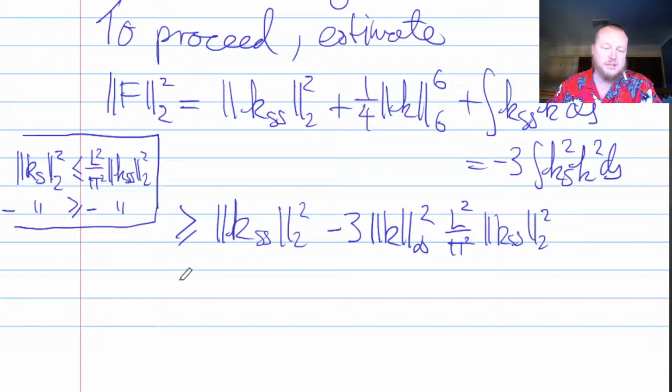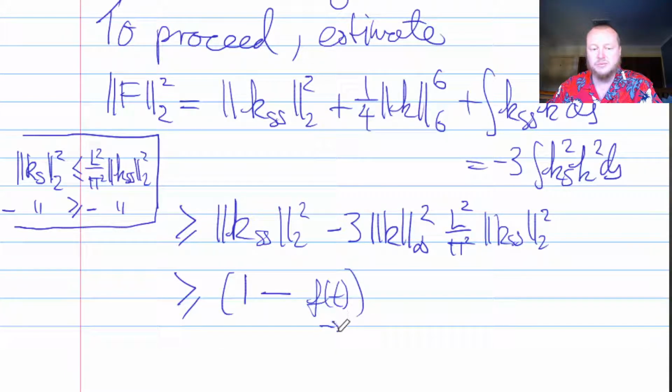Okay, but you can see what's happening because we're going to have 1 minus, and then this is uniformly bounded, and so this is going to be a function that goes to 0, so some f of t. It's going to 0. And then you're left with this.